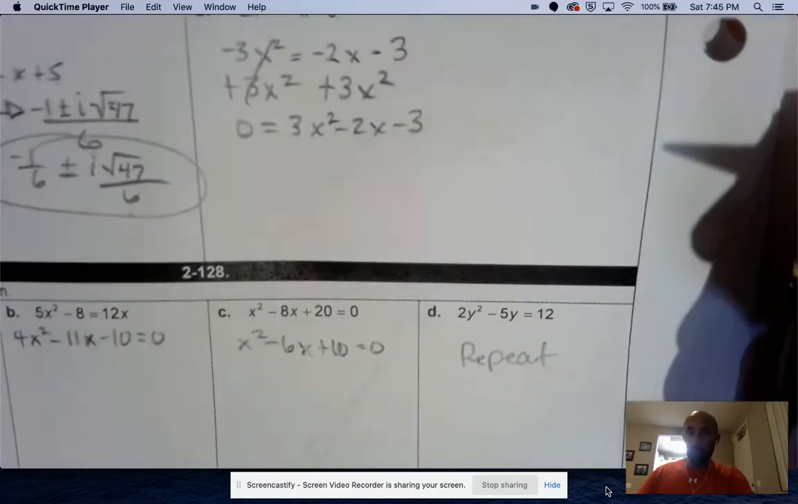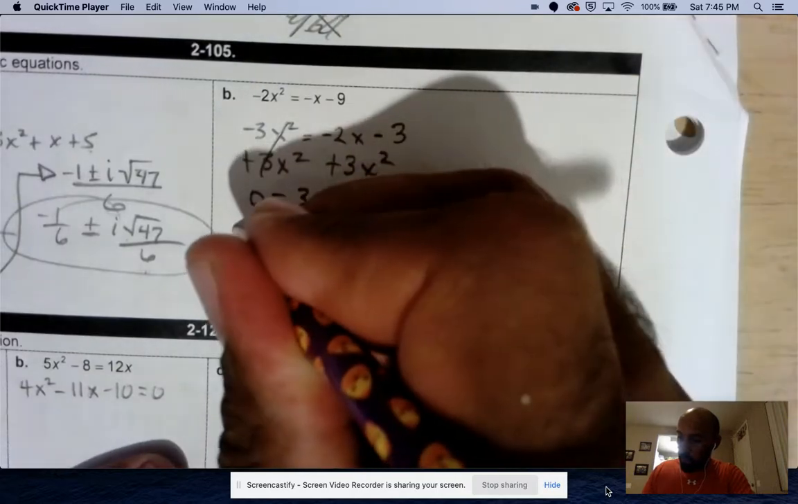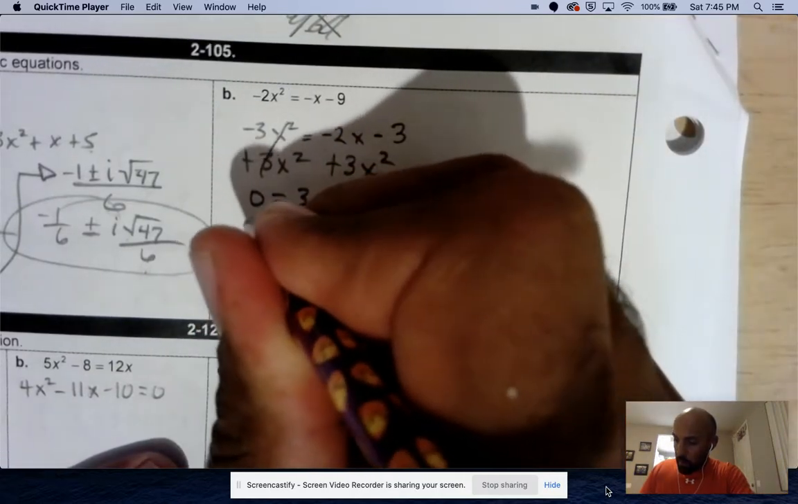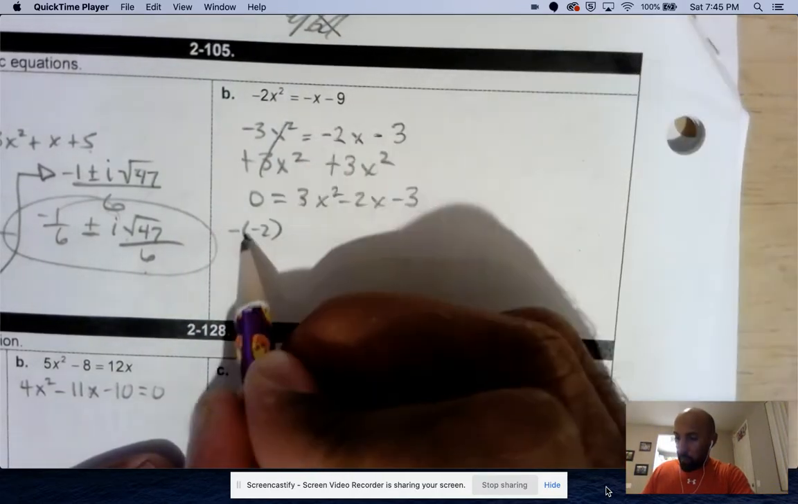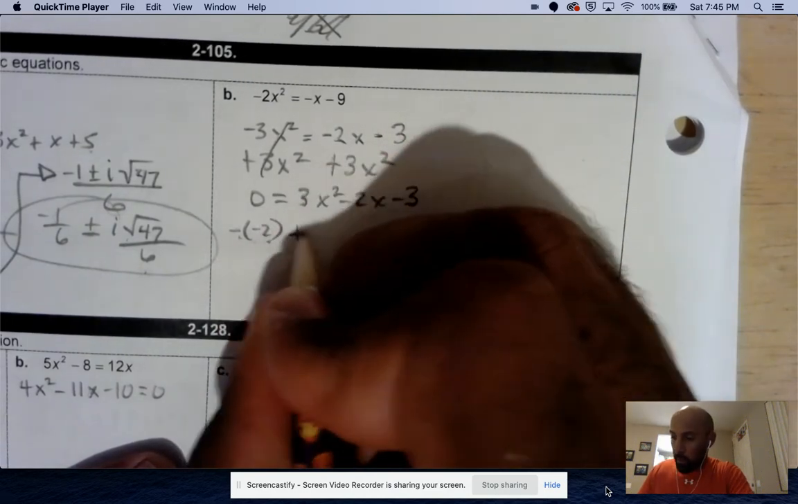So quadratic formula time again. I'm going to set this up just like I did the last one. So negative times our b, which is already -2. So you'll see that becomes positive.